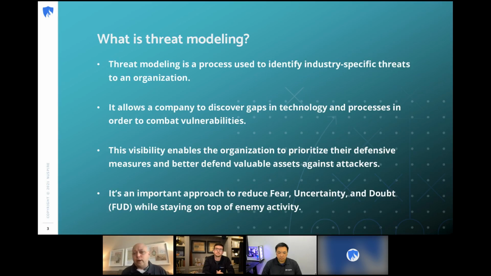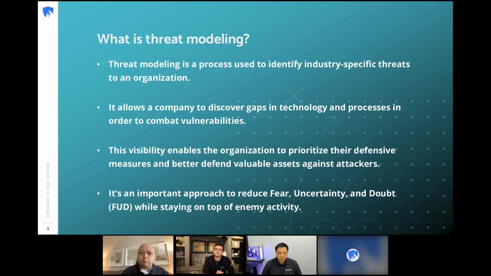So I'd like to start with what exactly is threat modeling. It's a term that's widely used. Like other terms in our industry, it is a term that can have different meanings. It's often used by product companies to talk about their specific products, but we really want to talk about these 4 key points around threat modeling.